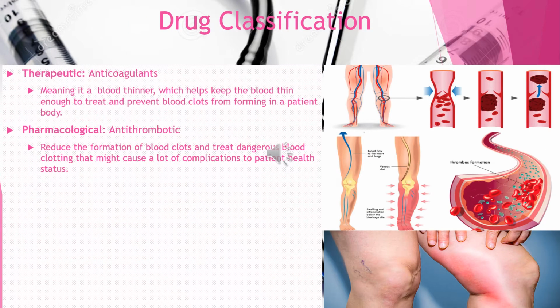This slide talks about drug classification, basically the classification of heparin. How is heparin classified? Heparin is classified as an anticoagulant or antithrombotic, meaning it's a blood thinner which helps keep the blood thin enough to treat and prevent blood clots from forming in a patient's body. In terms of antithrombotic, it basically means it reduces the formation of blood clots and treats dangerous blood clots that might cause a lot of complications to a patient's health.